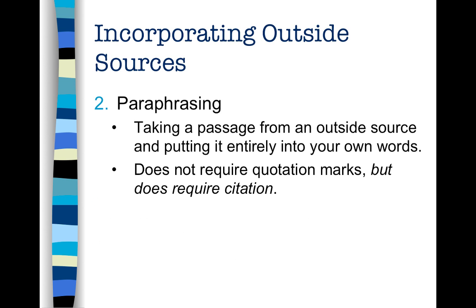Another way that we can incorporate outside information into our paper is by paraphrasing. And this usually is, when we're doing research, the bulk of what we're doing instead of quoting directly, because direct quotes should only be 30% of your final paper. Paraphrasing is when you take a passage from an outside source and put it entirely into your own words. Remember, we want to avoid patch writing, which is when we take a passage and we just change a few of the words. Paraphrasing is when you change it entirely into something that you would say, rather than what the original source said.